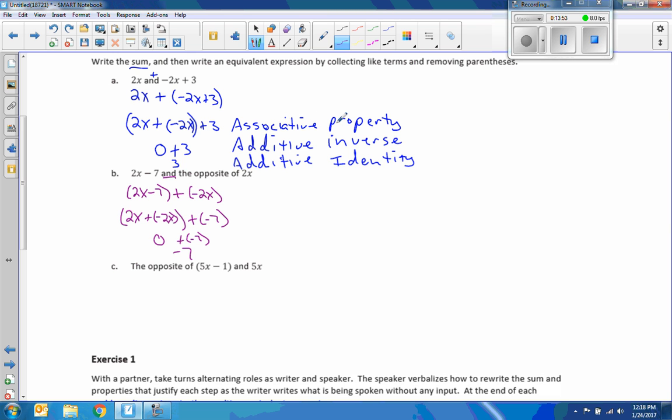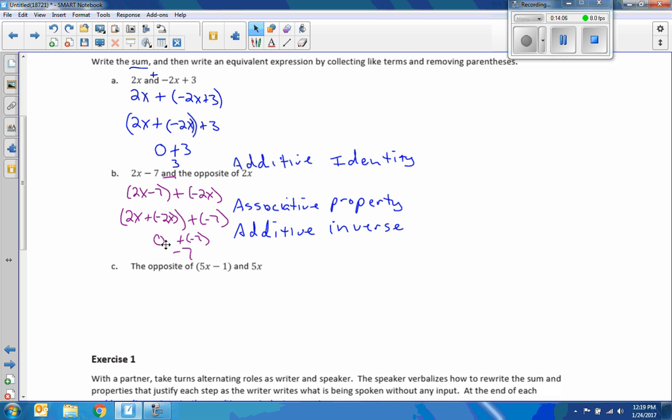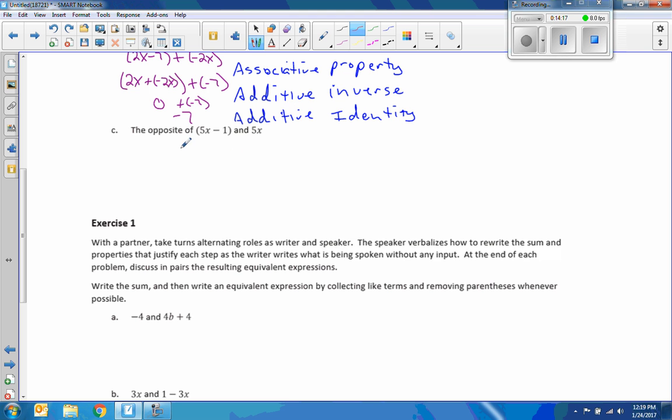So it's the same properties again, associative property, then additive inverse, and additive identity. Okay, so the associative property was here, going from here to here, moving the parentheses. The additive inverse was adding 2x and negative 2x and getting 0. And the additive identity was adding 0 to negative 7 and getting negative 7. Okay, getting the idea here? Okay, one more. The opposite of, here's my and, that's where the plus sign goes. The opposite of 5x minus 1 and 5x.